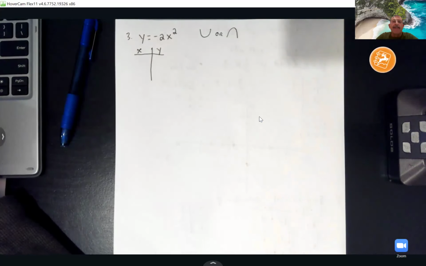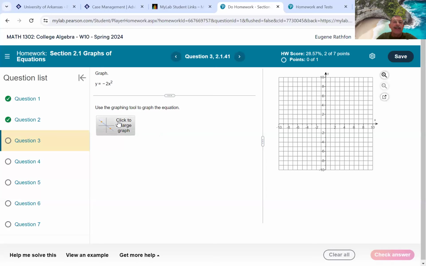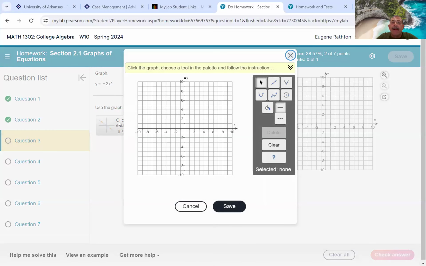Now, let me show you MATLAB real quick to show you something on this. So let me go back to MATLAB. So if I click to enlarge graph, notice right here, the U-shaped tool says it's the 3-point quadratic tool. Y'all, that means we need 3 points on this that we got to come up with. So let me take us back to the paper.